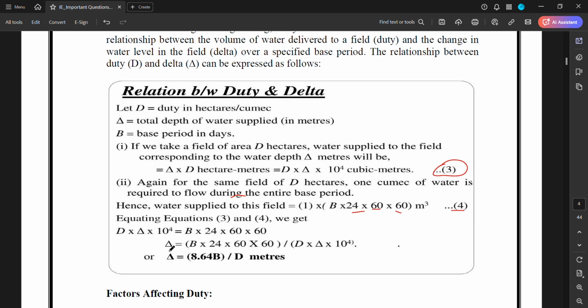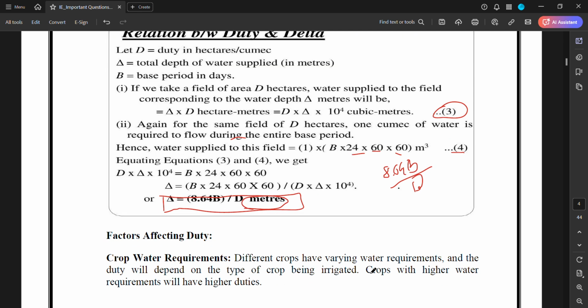So we will get delta is equal to 8.64 B divided by D, which is in meters. 8.64 B, where B is the base period, divided by duty. Okay, so this is the relationship.